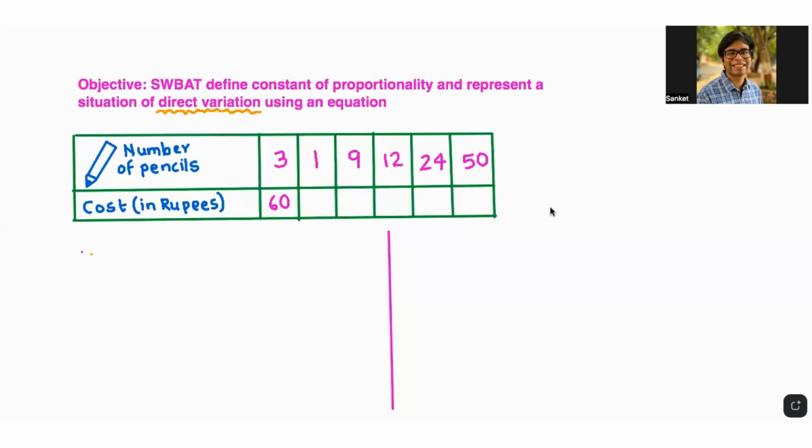Hello everyone. Our objective for today is students will be able to define constant of proportionality and represent a situation of direct variation using an equation. Let us consider a situation.